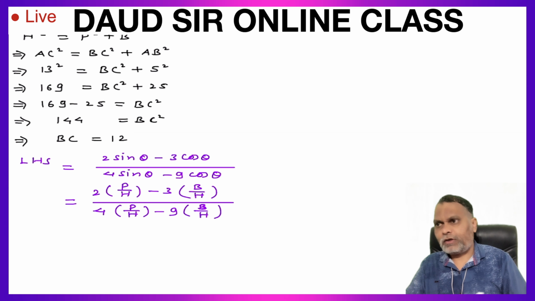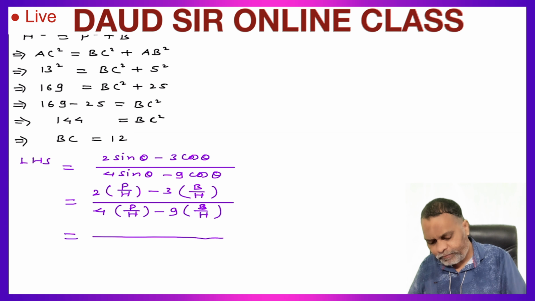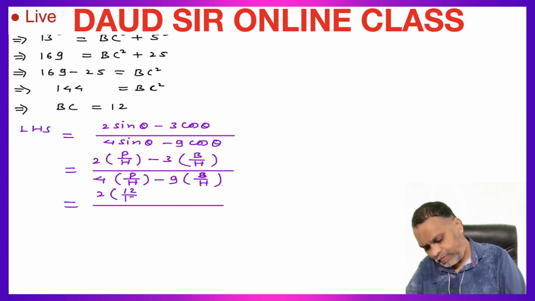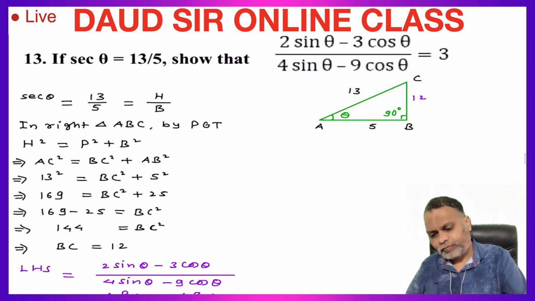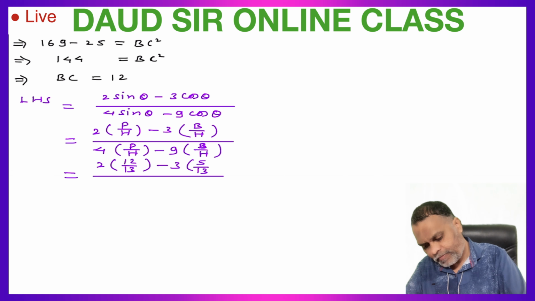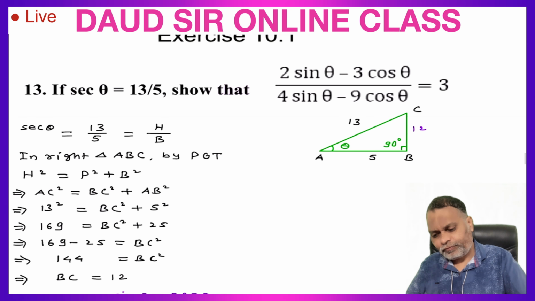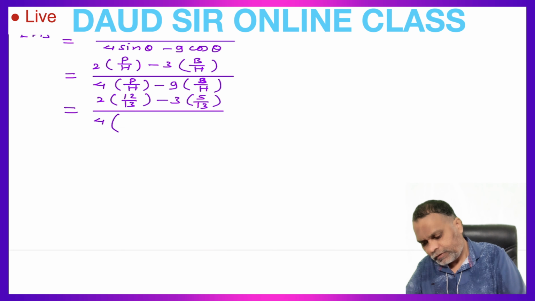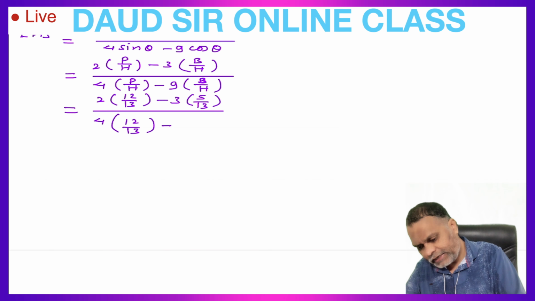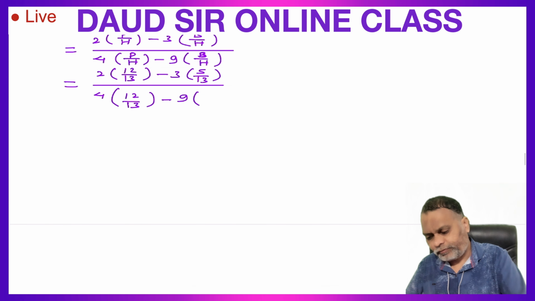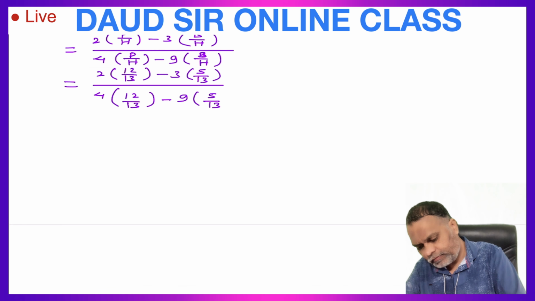Now substitute the values, which is equal to 2 into perpendicular upon hypo, this is perpendicular and this is hypo, so 12 upon 13, minus 3 into base upon hypo, base 5 and hypo 13, so 5 upon 13, upon 4 into perpendicular upon hypo, perpendicular 12, hypo 13, 12 upon 13, minus 9 into base upon hypo, this is base and this is hypo, 5 upon 13. Now simplify this.